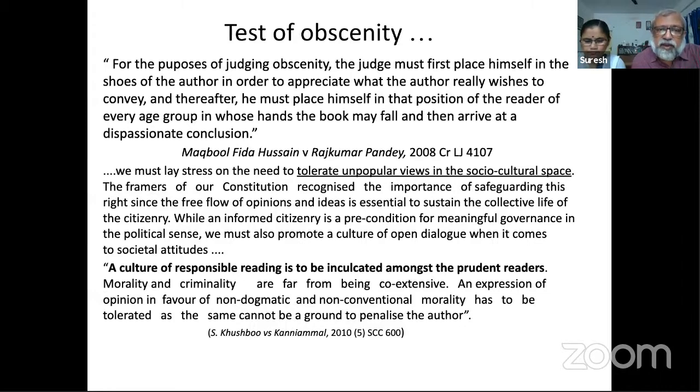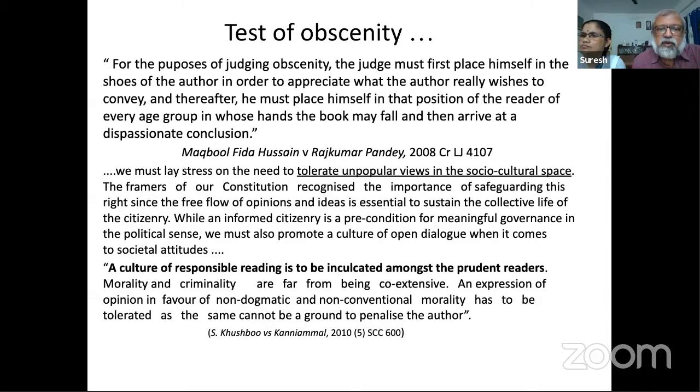They also go back to the Constitution to talk about the fact that this was one of the safeguards which was thought about even at the time of the framing of the Constitution, which is very important to sustain the collective life of the citizenry. And only when there's an informed citizenry, which becomes a precondition to meaningful governance, can you really have not just the right to free speech, but also the right to democracy. It is in this context that they said a culture of responsible reading has to be inculcated amongst the prudent readers.